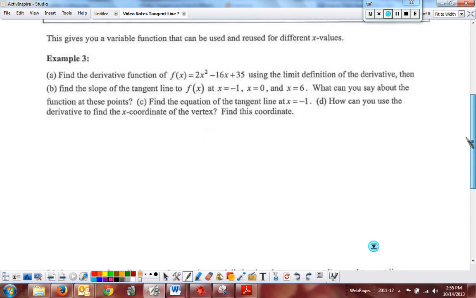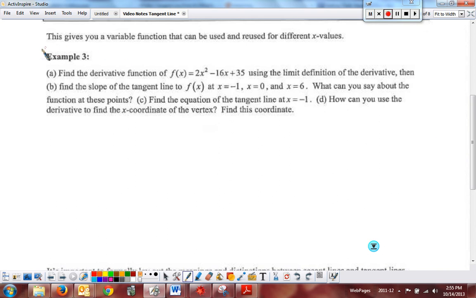All right, so let's come down here. We have example number 3. Again, the idea is that this is going to give you a variable function that can be used and reused for different x values. So for example, here's my function f of x. I want to find a derivative function because here in part B, I want to find the slope at -1, 0, and 6. I don't want to do 3 different problems like I did in the previous page: find f prime of -1, f prime of 0, f prime of 6, and do the limit process 3 times. What I want to do is the limit process once, using it as a general idea and come up with a formula.